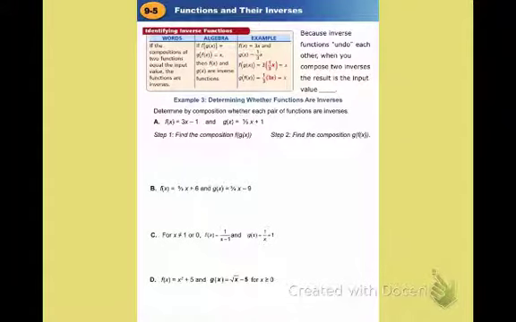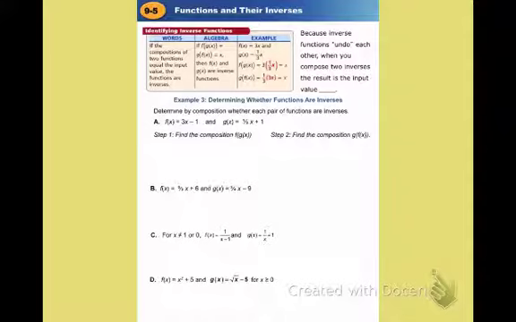So we've looked at one way to know if relations are inverses of each other. You could graph them and see if they are reflections of each other over the line y equals x. A second way would be to take one of the relations, switch x and y, and solve back for y to see if you actually do get the other relation. Under composition of functions, we can tell if two relations are inverses by combining them.